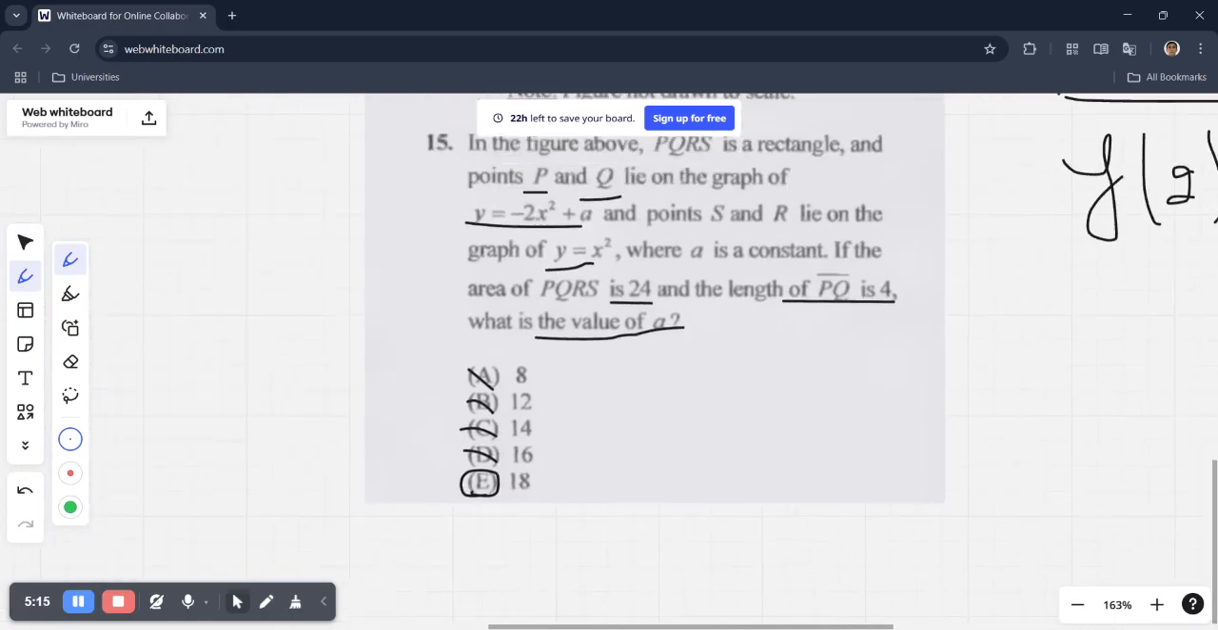And if we look at the options, the only answer that matches our answer is E, so that it is equal to 18.